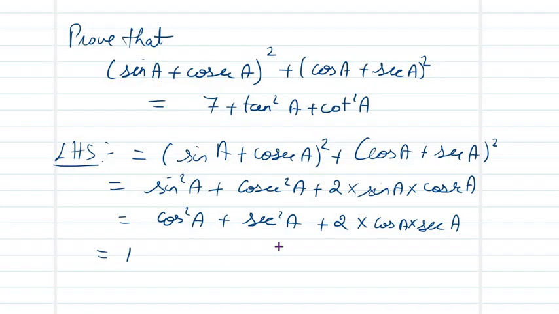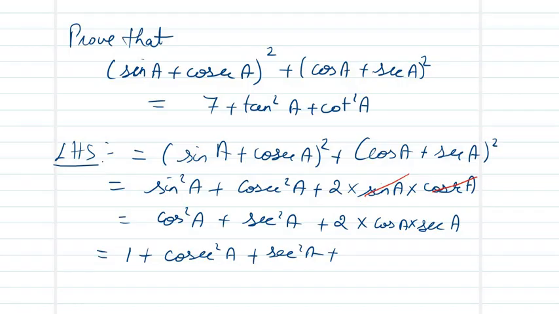If you want, you can just write them as it is, and let us see. We'll just continue. So we have got cosecant square A plus secant square A, we'll just have it as it is, plus 2 into sin A into cosecant A. So sin A and cosecant A cancel when you are taking the product.